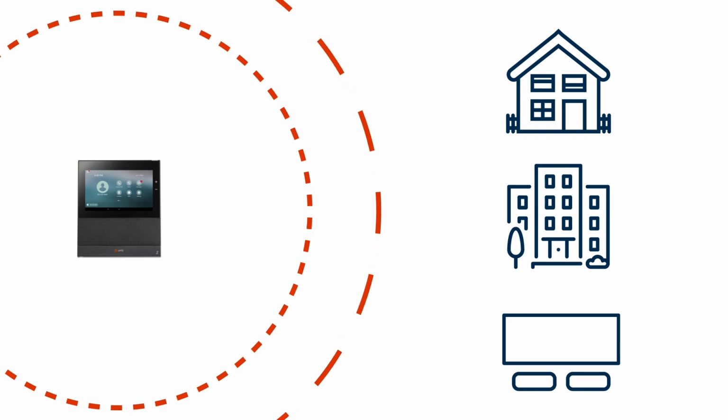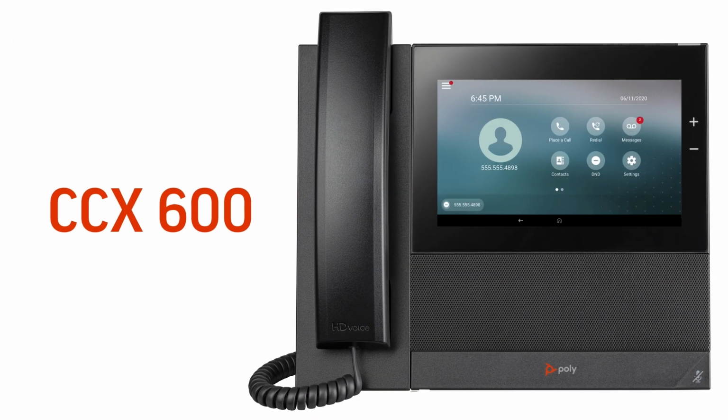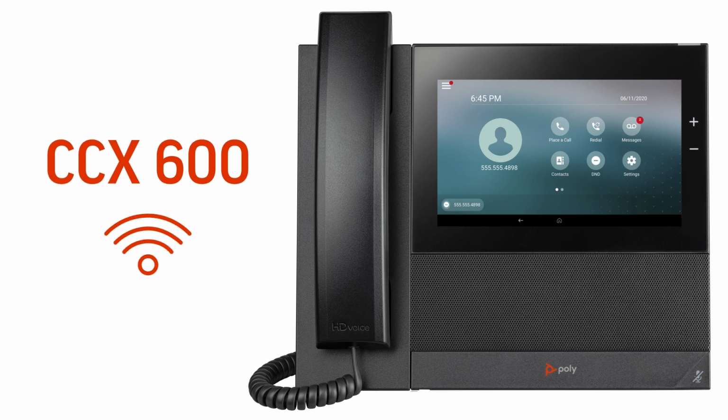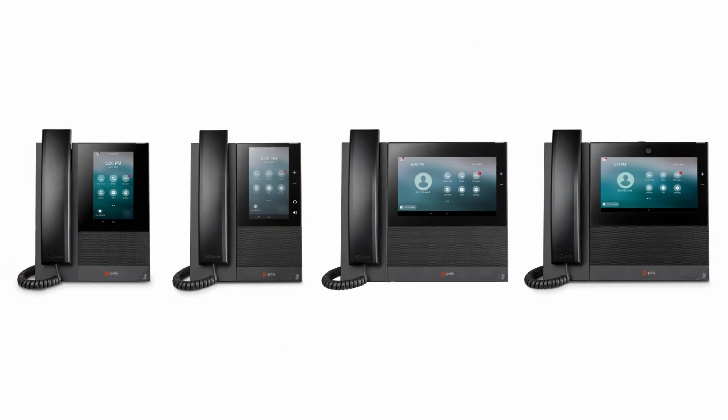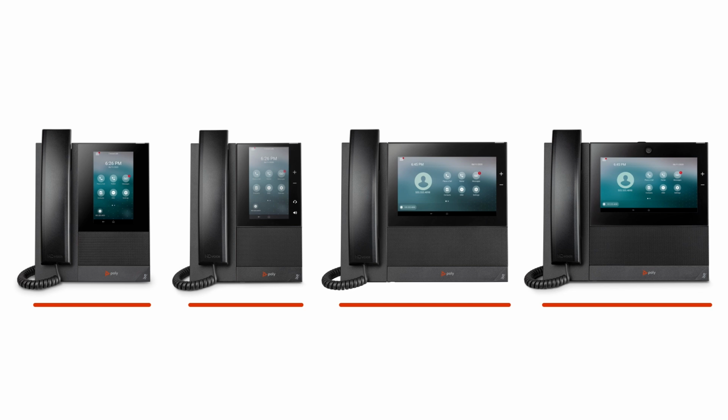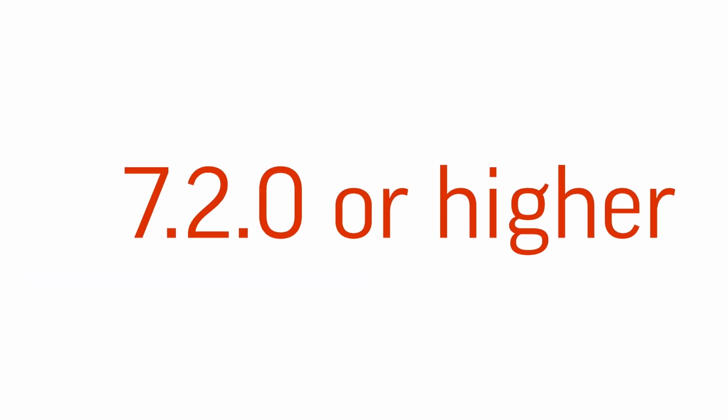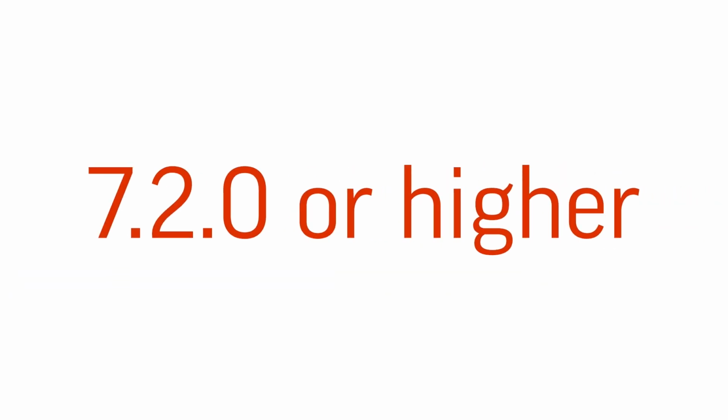No software is needed. Today, we'll be demonstrating with a Poly CCX600, which also has Wi-Fi capabilities. While USB audio is available for all Poly CCX phones, you will need to contact your service provider to configure the Poly CCX400 to use this feature. USB audio mode also requires your phone to be running firmware version 7.2.0 or higher.